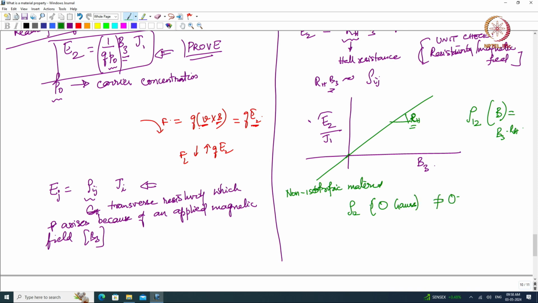That means to start with I have a non-isotropic material where I have this tensor, I have rho 12s which are actually not 0, and for simplicity let me just make the rest of them zeros, that is okay. So I have these transverse components to start with, right. These transverse components do exist to start with, okay.